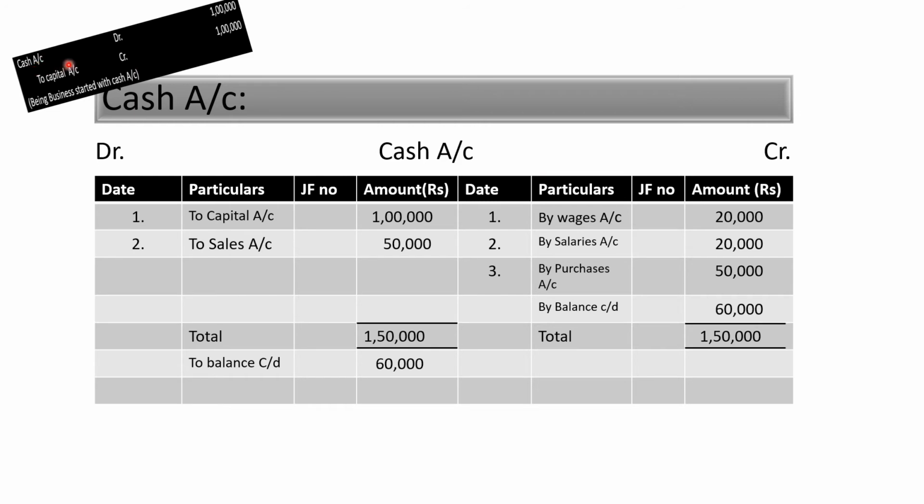So here cash account debit. So we need to go to cash account debit side and write down to capital account credit side 1 lakh. This is the first journal entry.